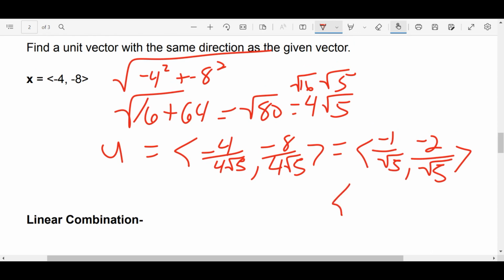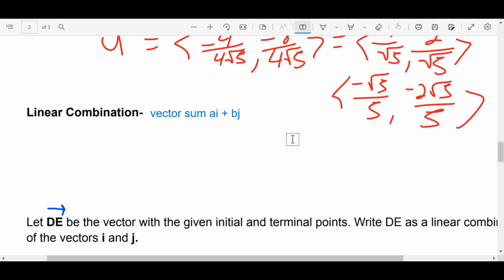Also, we should rationalize, multiply top and bottom by root 5, and you get negative root 5 over 5, comma, negative 2 root 5 over 5. Another way to write our vectors is as a sum, and we usually just use where the first number is with an i, and then whatever the second number is with a j. i is usually the first number of our vector, j being the second one. We'll do an example next.